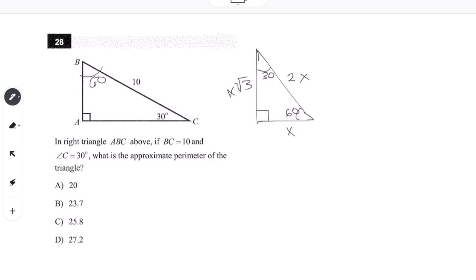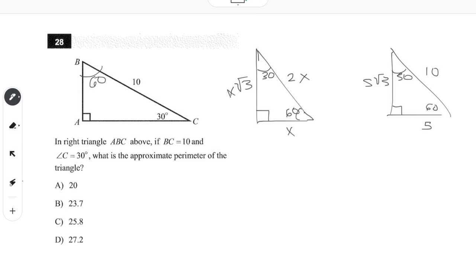Okay, with this in mind, we can see that the hypotenuse of this triangle, and I'm just going to redraw this so that it doesn't get us confused, is going to be 10. This will correspond to the 2x. So therefore, x is going to be half that, 5. And therefore, the other side is going to be 5 root 3.